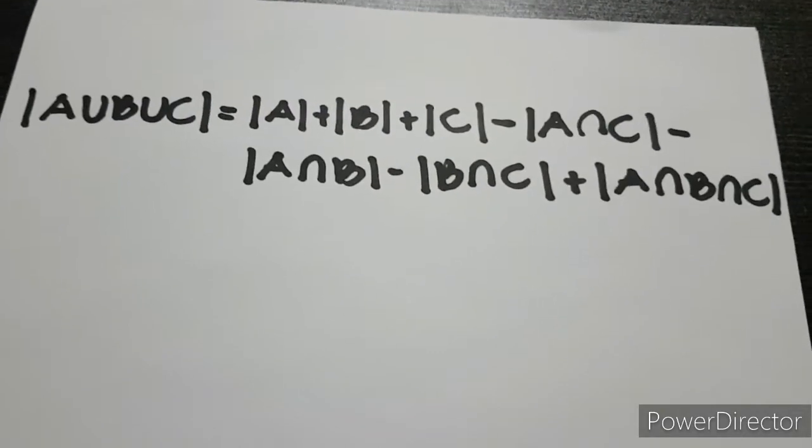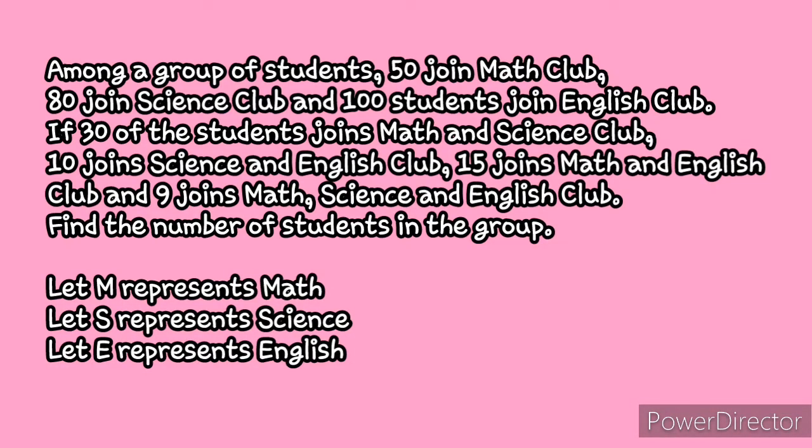For example, among a group of students, 50 join the math club, 80 join the science club, and 100 students join the English club. If 30 of the students join the math and science clubs, 10 join the science and English clubs, 15 join the math and English clubs, and 9 students join the math, science, and English clubs. Find the number of students in the group.